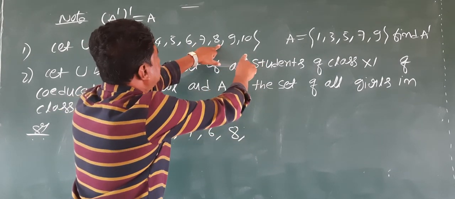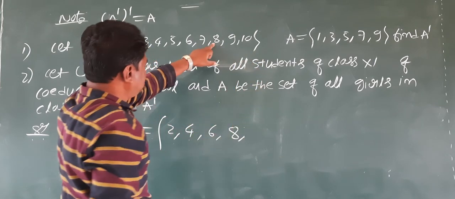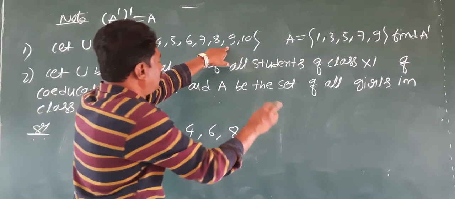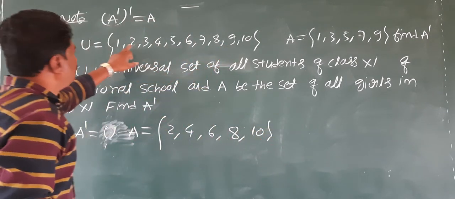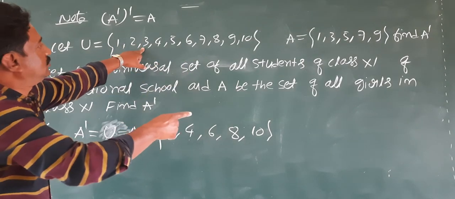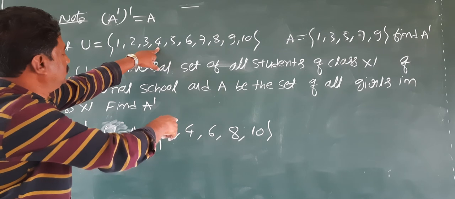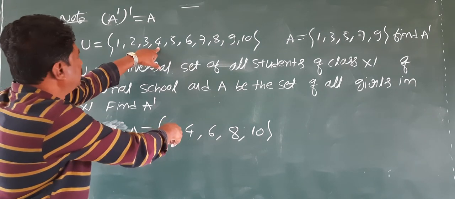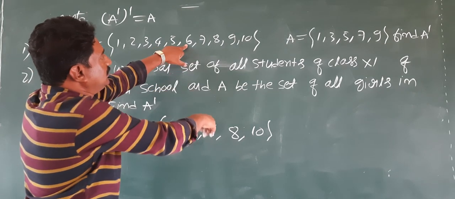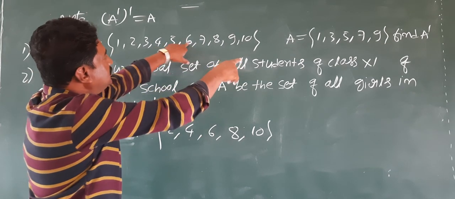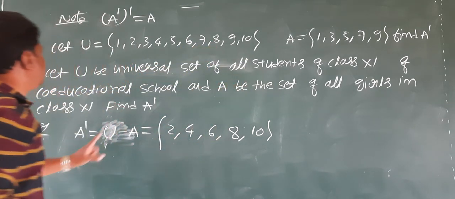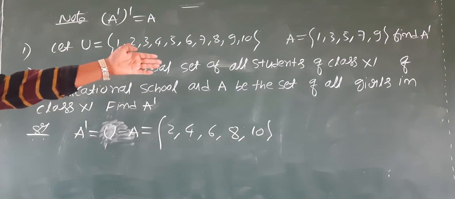Nine and ten are also in U but not in A. So check it once again: one is in A, do not write; two, write; three is there, do not write; four, do not write; five, write; six, not there; seven and eight, write; nine, ten. This is A dash.